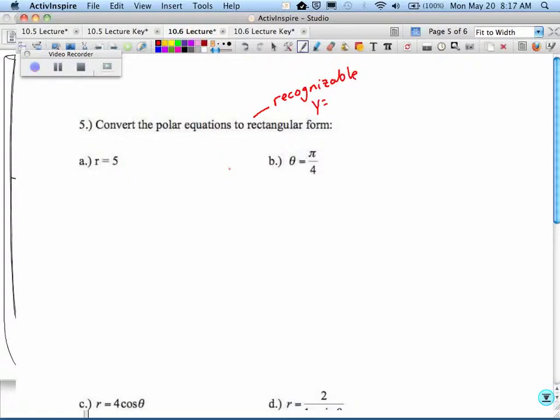One of the easiest ways to get rid of r's is to create an r squared. So in this case, if I square both sides, I end up with r squared equals 25. Now if you go back to that box where it had the triangle, it had x equals r cosine, y equals r sine. The reason why you want to create r squared is because that can be substituted now into x squared plus y squared.